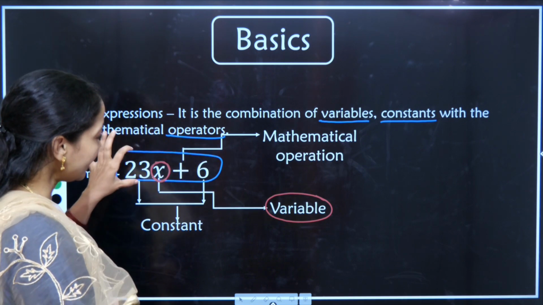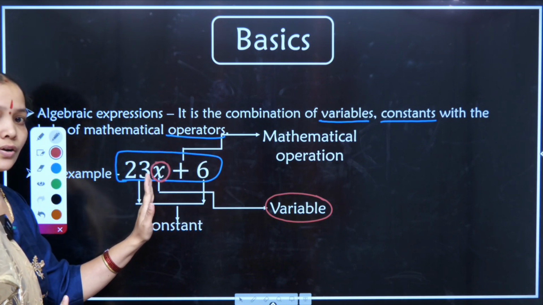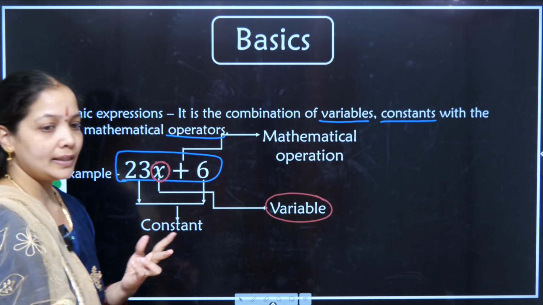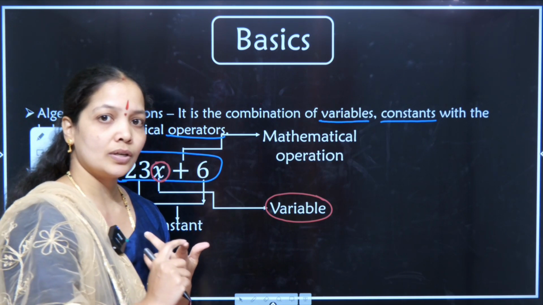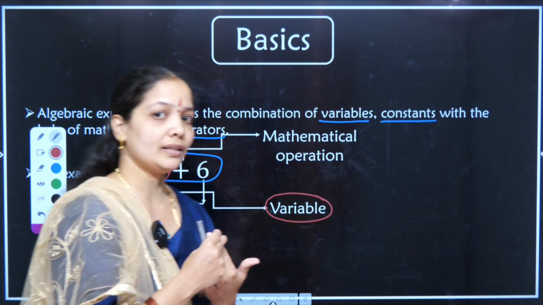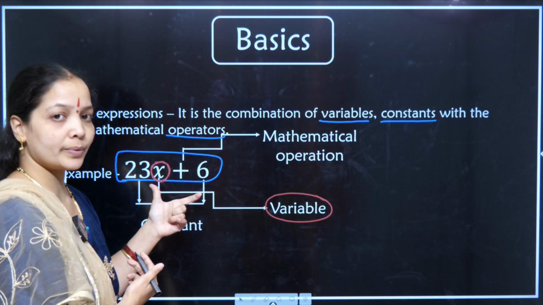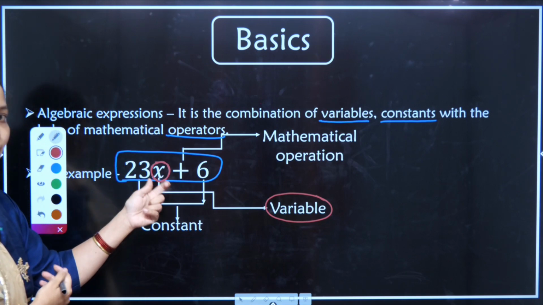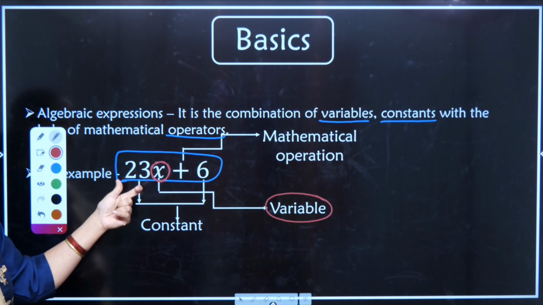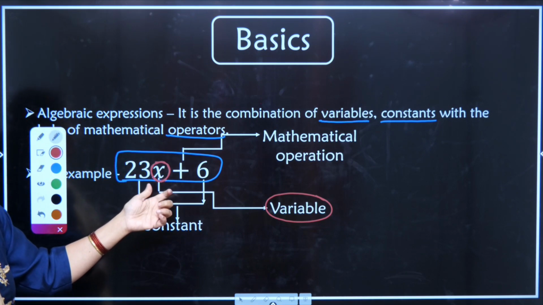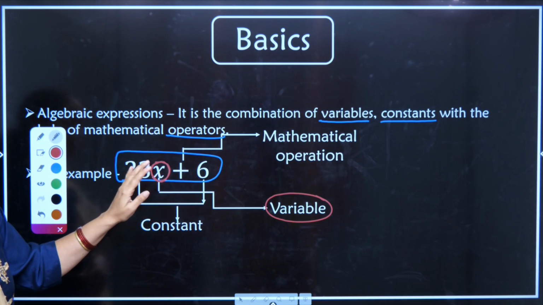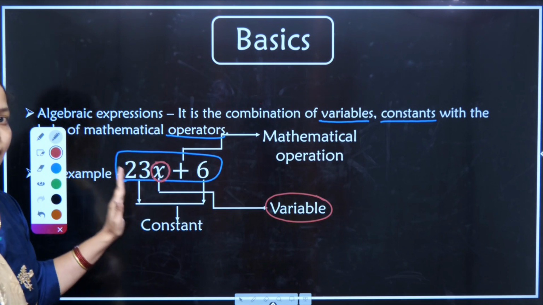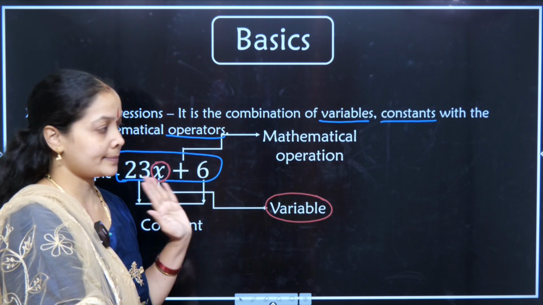So 23, I can say, is the coefficient of x and 6 is a constant. Two terms basically, coefficient as well as constant, both have the same meaning. Numbers represented in this equation are constants. When it is represented with the help of an alphabet, I say it is a coefficient of that variable. Here x is my variable. So representing 23 with x, the meaning says 23 is the coefficient of x.